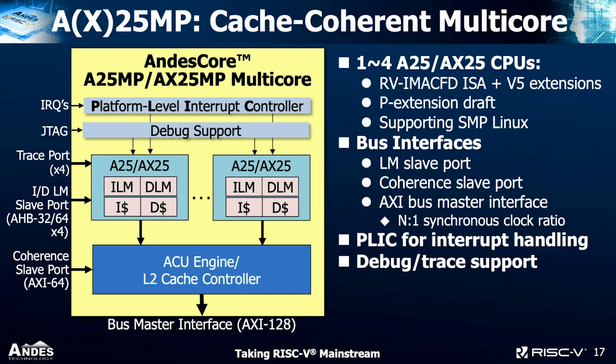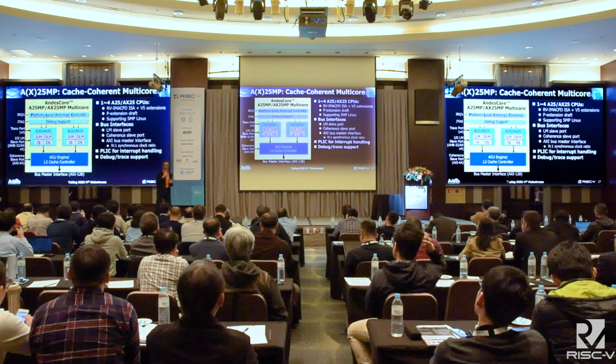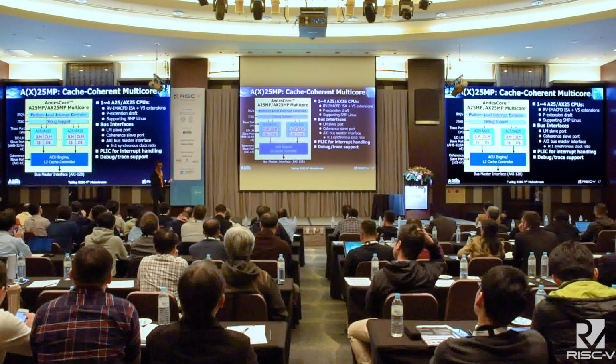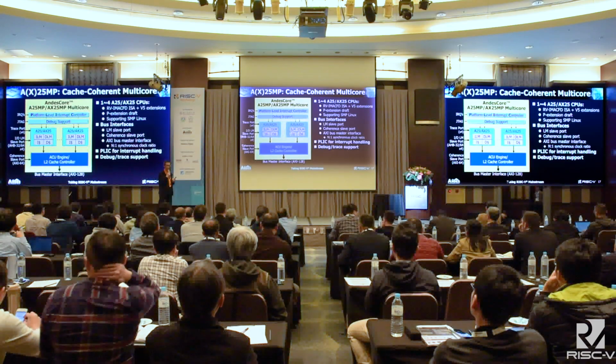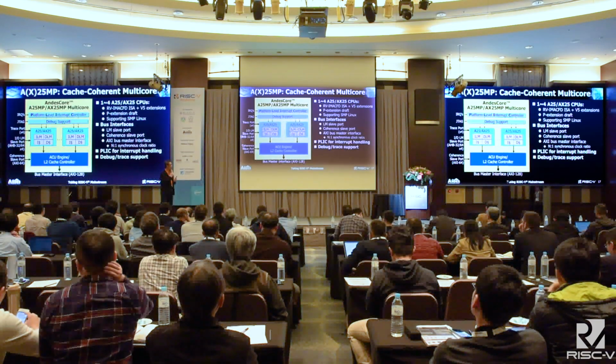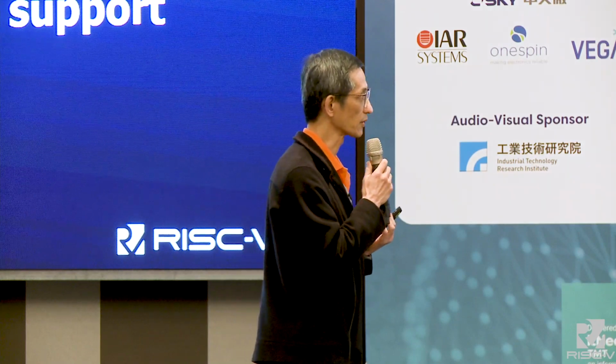And on the bus interface side, from the top, you can see it supports a local memory slave port, so DMA can connect to that slave port and directly write to the core of your selection, to the local memory, both instruction or data. And that brings very good interaction with the SoC, especially for real-time control.